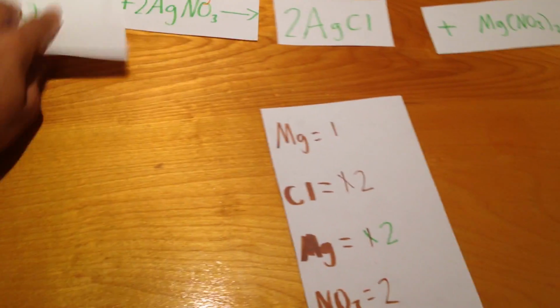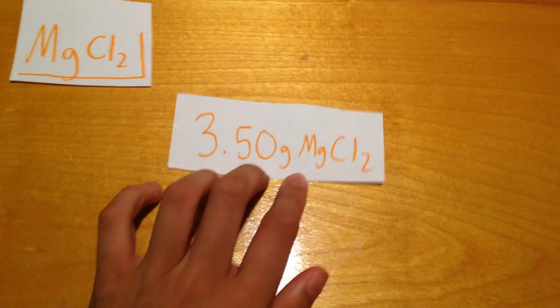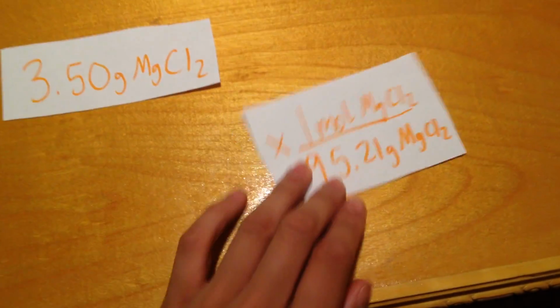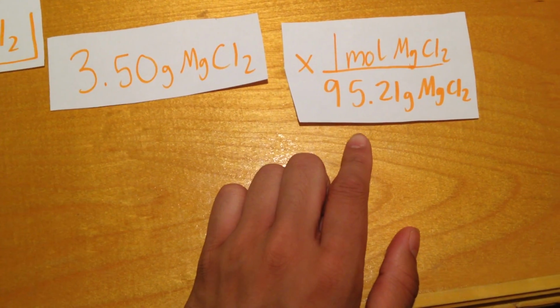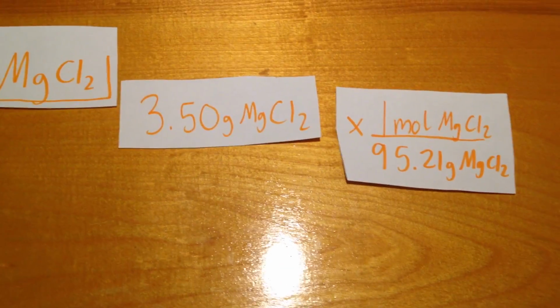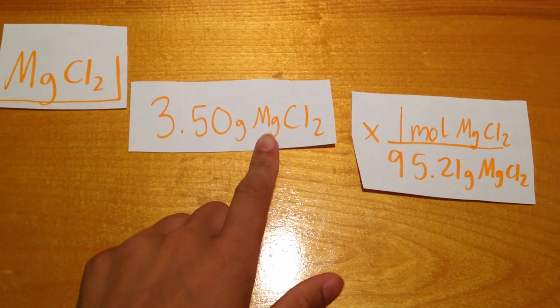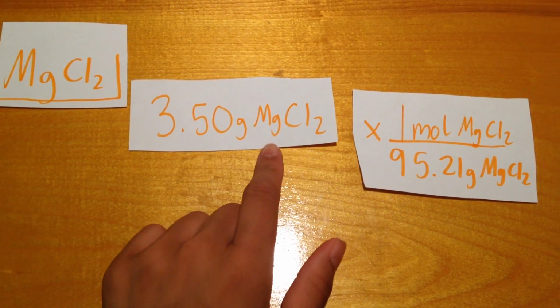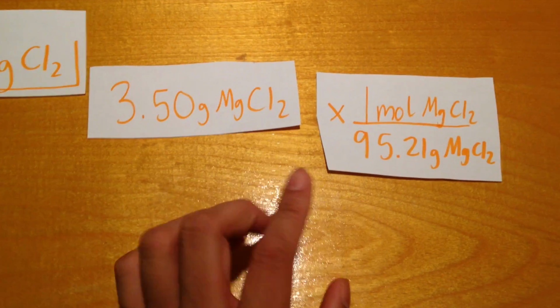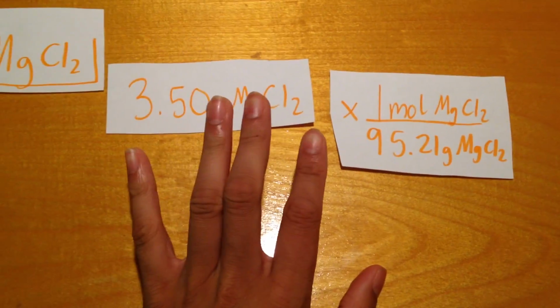So now let's start the limiting reactant part of this problem. Let's first start with magnesium chloride. Let's take the 3.50 grams of magnesium chloride from the original part of the equation, and multiply it by 1 mole of magnesium chloride over the molar mass of magnesium chloride, which is 95.21 grams of magnesium chloride. How I knew how to do that was, whenever you do dimensional analysis, the same unit has to be on the top and diagonal on the bottom of what you're multiplying. So here's the same unit, so that means it's good.